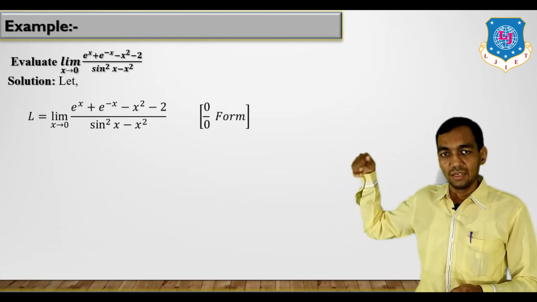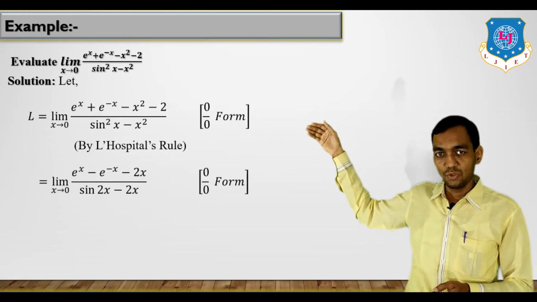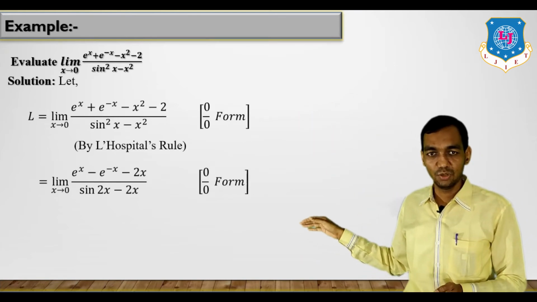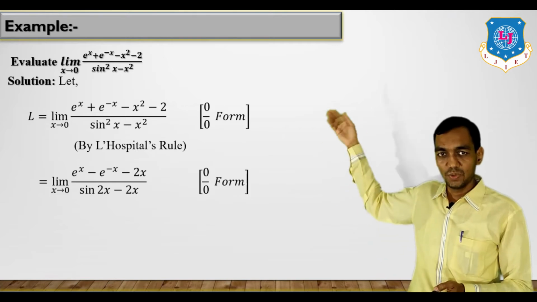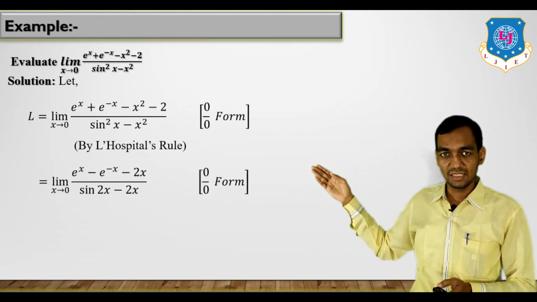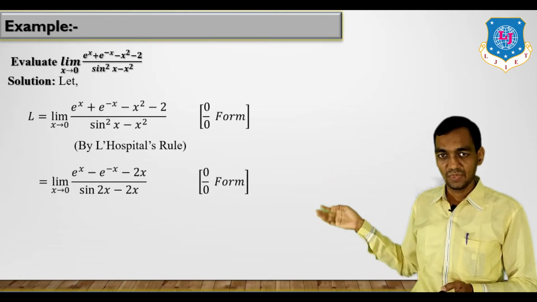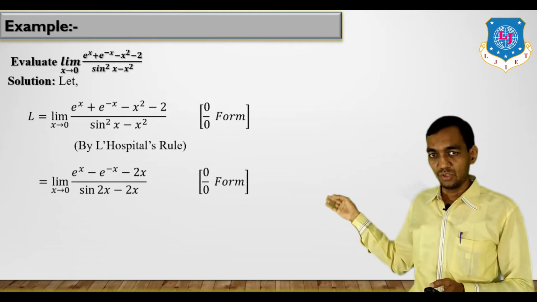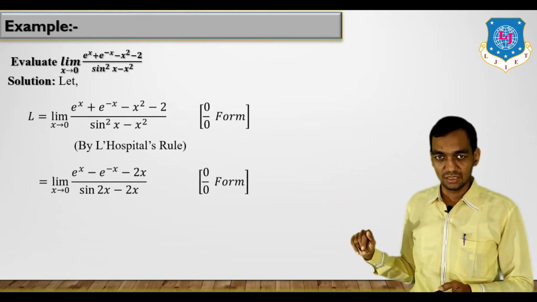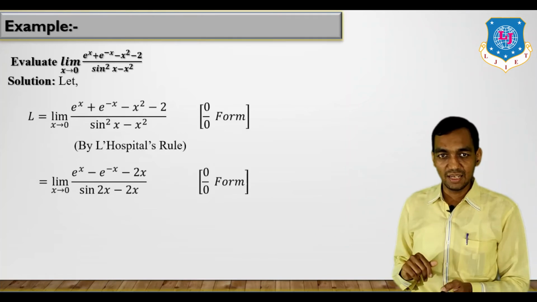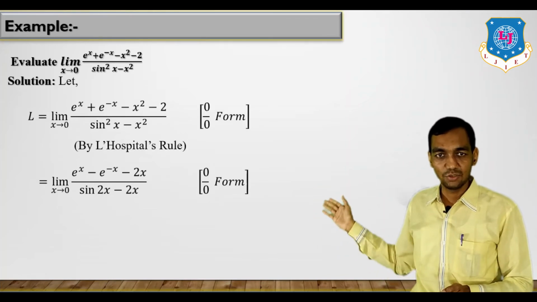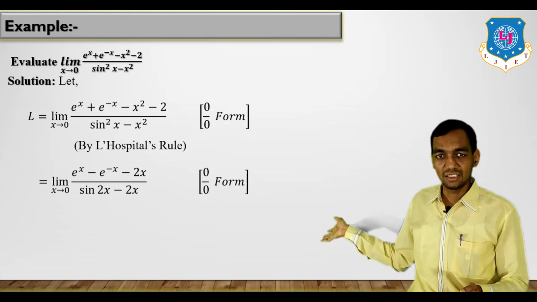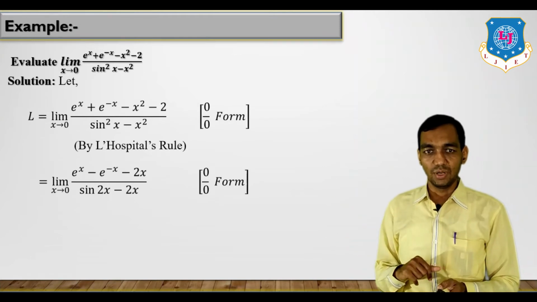that means you have to take the differentiation of the numerator in the numerator and the differentiation of the denominator in the denominator. So the numerator has a derivative: e raised to x has a derivative e raised to x, e raised to minus x has a derivative minus e raised to minus x, x square has a derivative minus 2x, divided by sin square x has a derivative 2 sin x into cos x, that means it is nothing but sin 2x, and x square again has a derivative 2x.